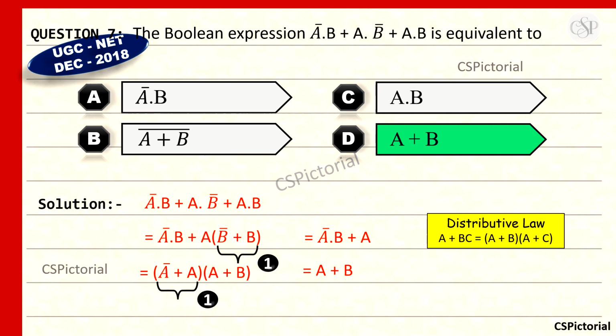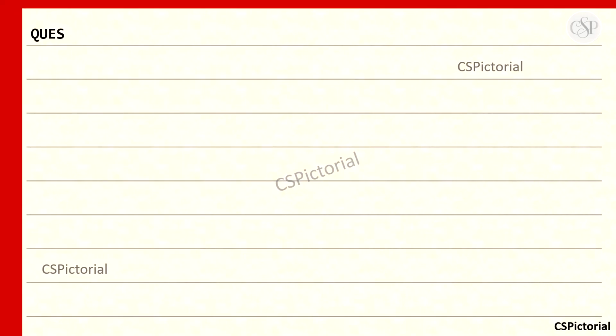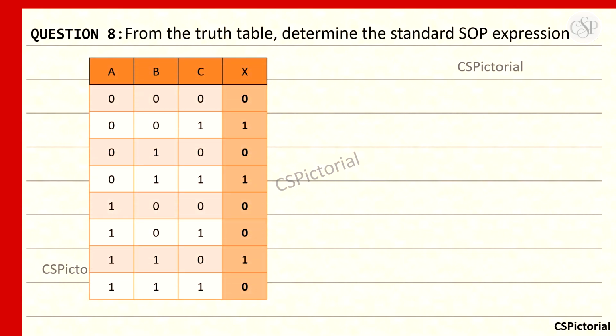Kindly check our previous videos about Boolean laws and simplification procedure of Boolean expression using Boolean laws for better understanding. From the given truth table, determine the standard sum of products expression.